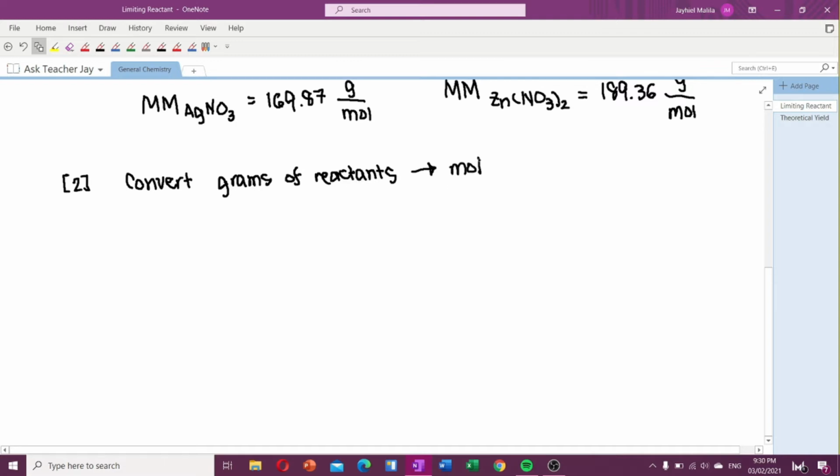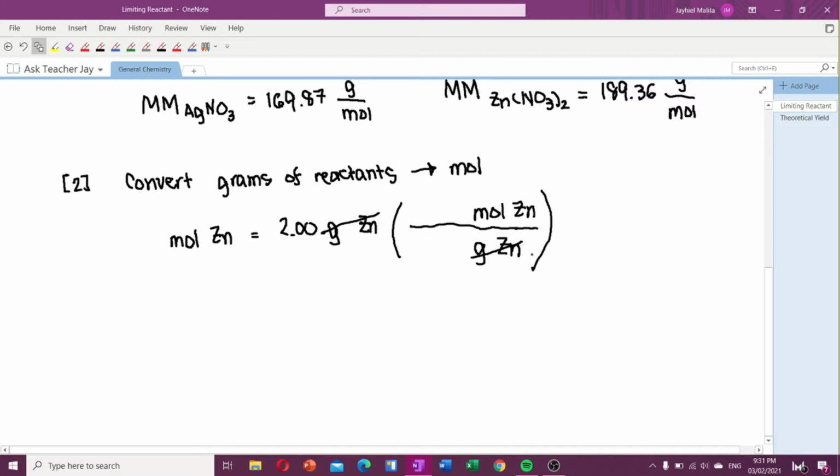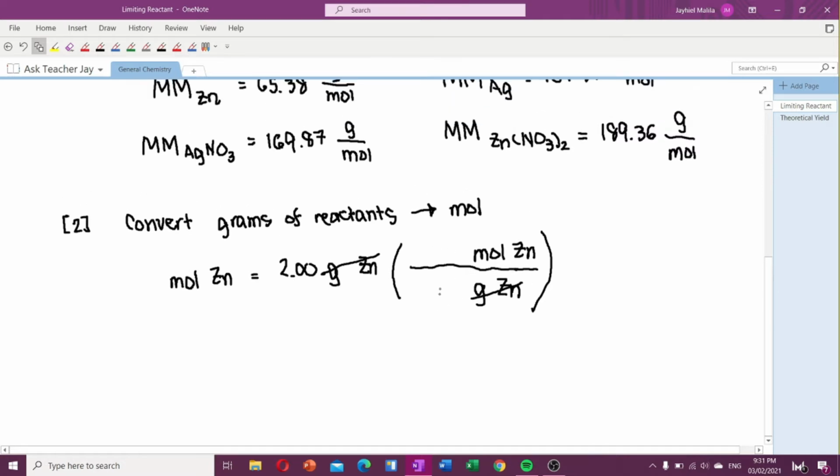So I will be converting the grams of zinc into moles of zinc. The moles of zinc is equal to 2.00 grams of zinc to form moles of zinc. By applying dimensional analysis, we want to get rid of the grams of zinc, so we place grams of zinc at the bottom because we want to cancel it out, and we place the mole of zinc at the top. So that would mean that we need to use the molar mass here as our value.